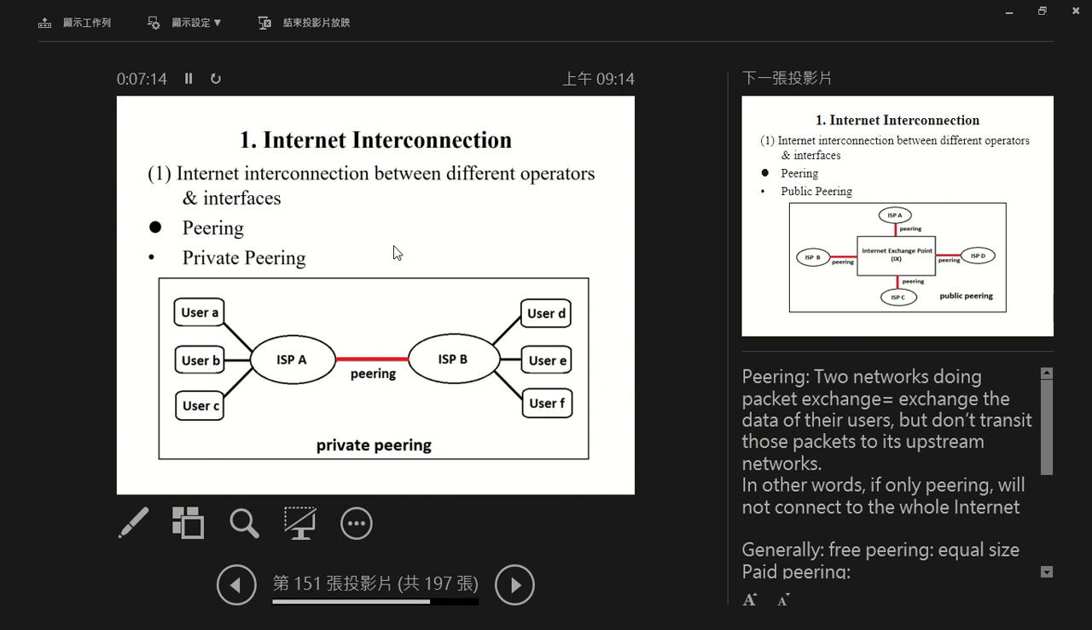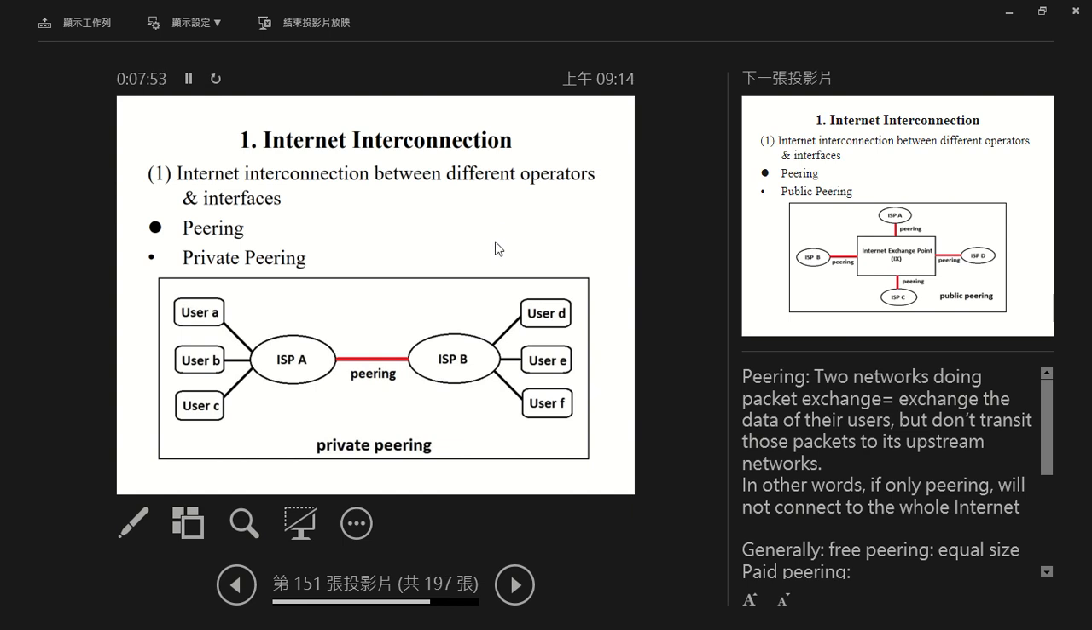So if it's a very simple peering, the traffic will only be exchanged between these two networks, and the internet content or other kind of internet traffic will not go into the internet, because the traffic will only be exchanged between these two networks. So this is the illustration of the architecture of private peering.